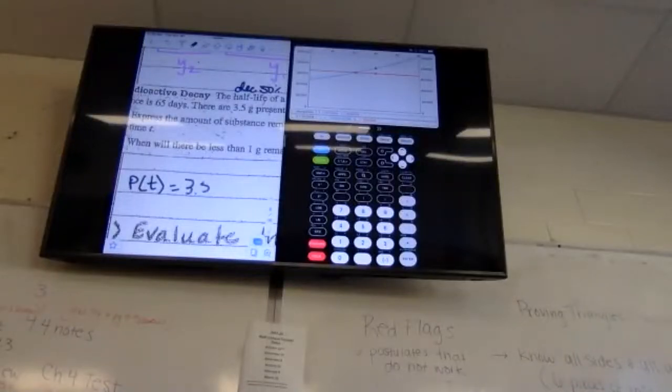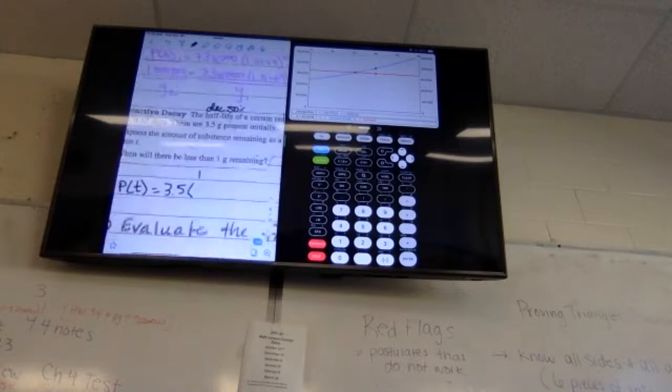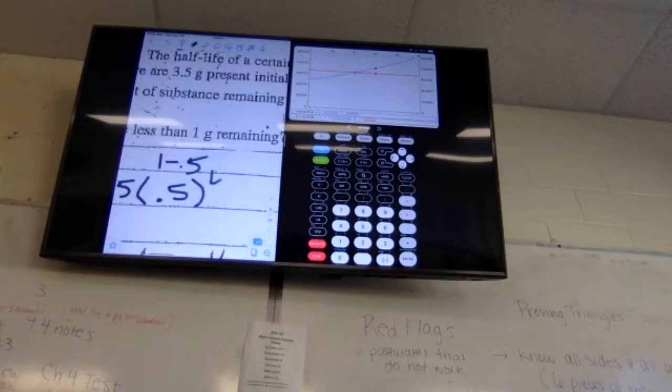3.5 grams, good. And you told me that it's decreasing by 50%. So you can think of that as 1 minus 0.50, or you can just think, oh, it's a half-life. So what's in the parentheses is just 1/2 or 0.5. Now, it doesn't have a half-life of every day. So every time we do it, it's not going to lose half of it. It happens every 65 days. So to represent that, we're going to have our exponent of t divided by 65.